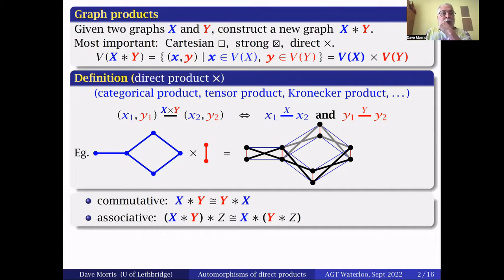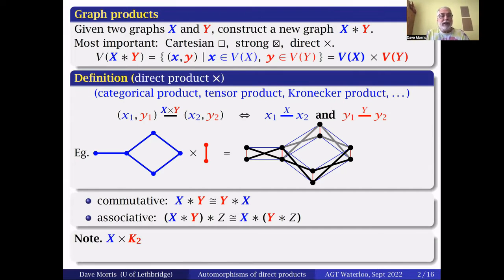And one of the important facts about the direct product, which will certainly come up later, is that if you take the direct product of any graph with K2, the result will always be bipartite. And the reason is that the vertex set is X cross, let me call the vertices of K2 0 and 1. The vertices come in two parts.